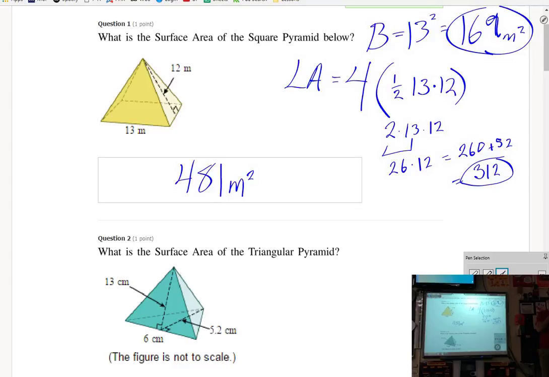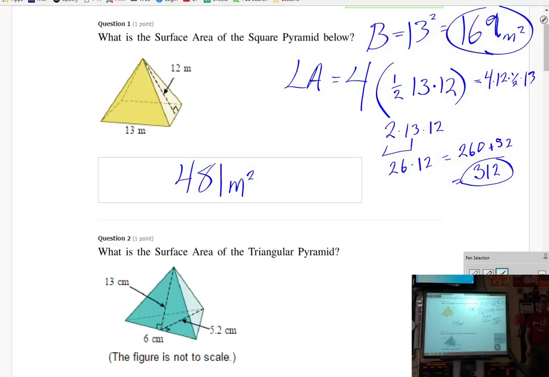Go on. Do you have to have, so for the LA you have 4 times half of 13 times 12. Do you have to half the 4 or can you half 13? You can half anything you want, but halving 13 is a lot harder than halving 4 or halving 12. Multiplication's commutative. Order doesn't matter. I could rewrite this as 4 times 12 times half times 13. I could do the 4 times 12, then I could half that, and then I could multiply it by 13. You can do whatever order you want.